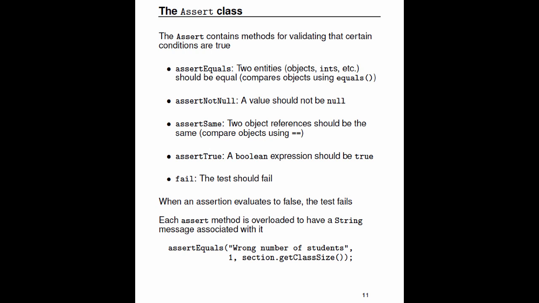And if you want to assert that just some Boolean expression should be true, maybe you have a method that returns a Boolean, you could use assertEquals true, I guess, but there's also a shortcut, the assertTrue method, that will assert that a Boolean expression should be true. There's also assertFalse. And again, there's that fail method, which just automatically fails the test method.